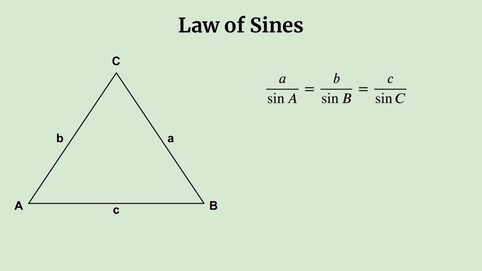So this is the law of sines. It works for any triangle. Doesn't just have to be a right triangle anymore. And it's basically the side a over the sine of angle A is equal to the side b over sine of B, equals c over sine of C.